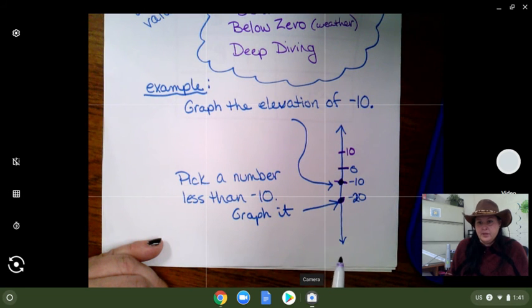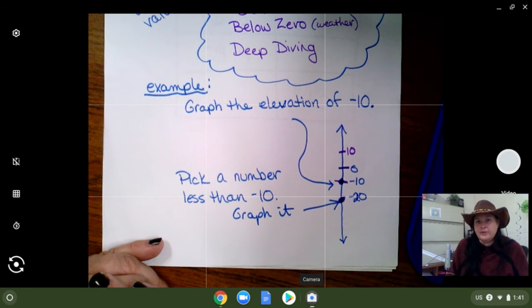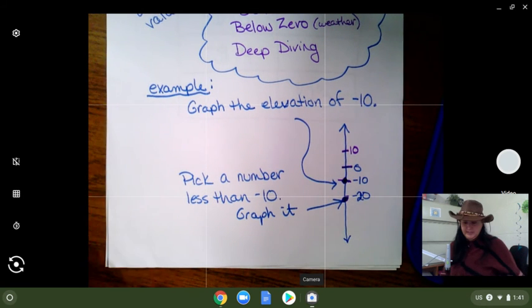Another place that we use negative numbers is when we talk about below zero weather, when it gets really, really cold out, like it's 20 below. Woo, so cold out today. That is like negative 20 degrees, but we say 20 below zero instead of using that negative.